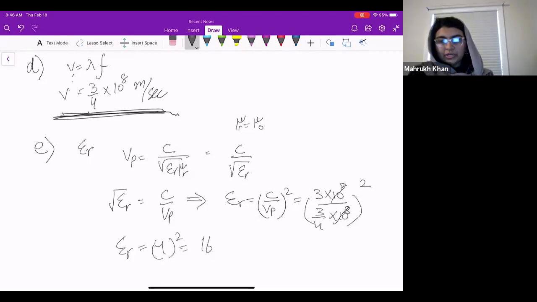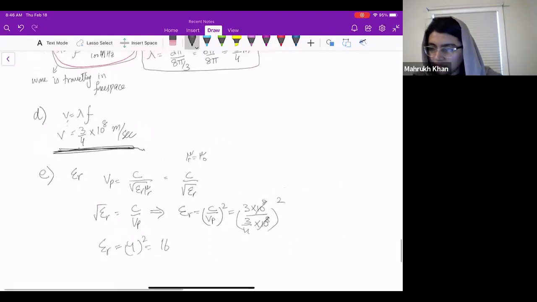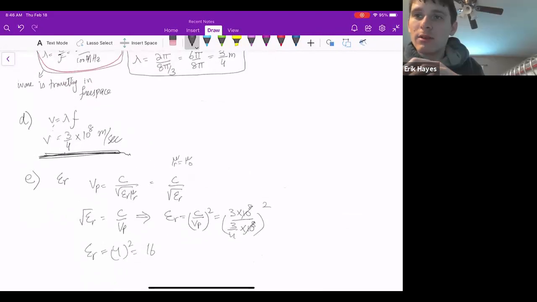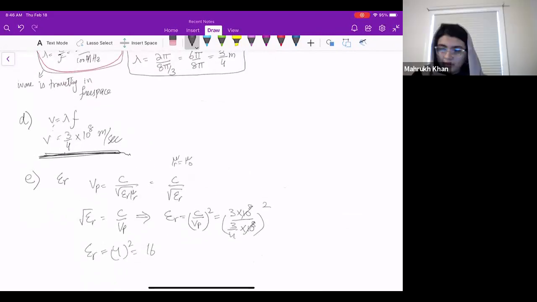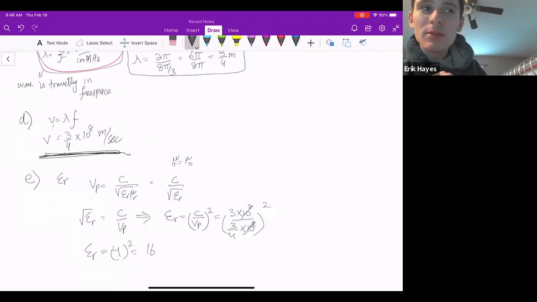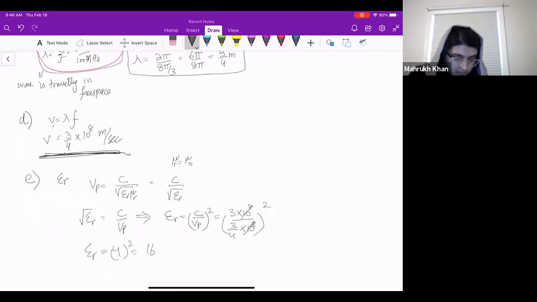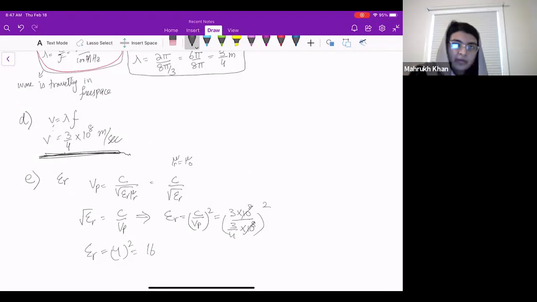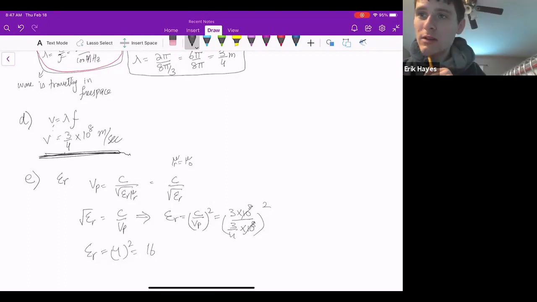So are we clear till here? Migo? I have a question. Yes, go ahead. So if it says in the problem that mu equals mu naught, isn't mu naught a known constant, like 4 pi into 10 to the power minus 7, I think? Yes. Yeah.